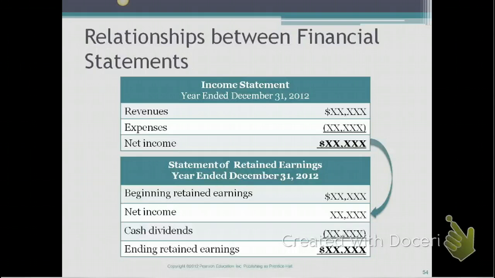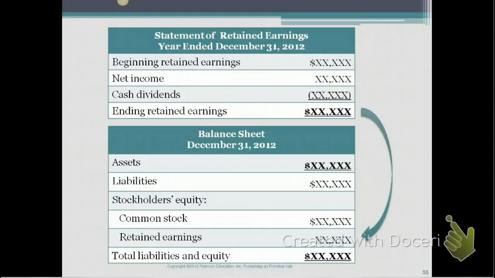The net income from your income statement is equal to the net income that you find in your statement of retained earnings. So when you're preparing your financial statements, you would calculate net income in your income statement, and that would get carried over to your statement of retained earnings. That's your first relationship.